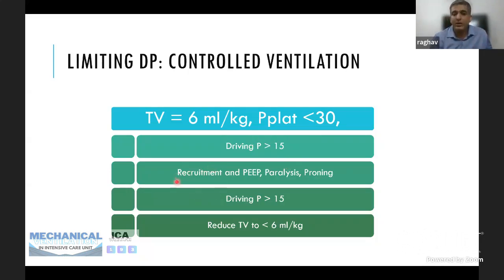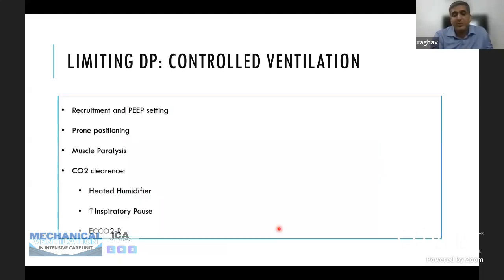We include recruitment maneuvers, setting optimal PEEP, trying muscle paralysis, and proning of the patient, which will increase the recruitment and decrease the driving pressure. If the driving pressure is still more than 15, you can try to reduce the tidal volume below 6 ml per kg, to 5 ml per kg, 4 ml per kg. The disadvantage of this approach is that your CO2 will go on rising, and you can try some other methods to decrease the CO2.